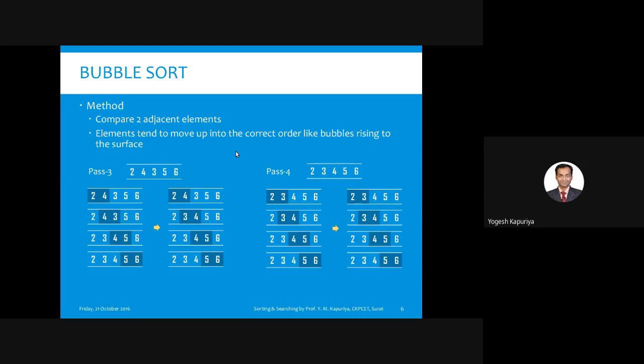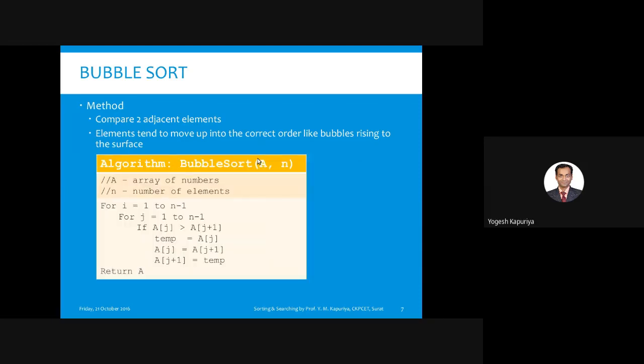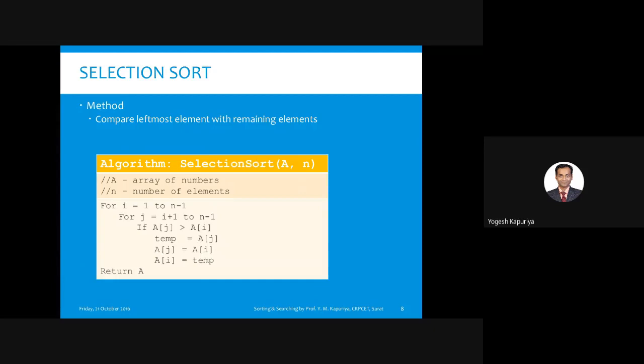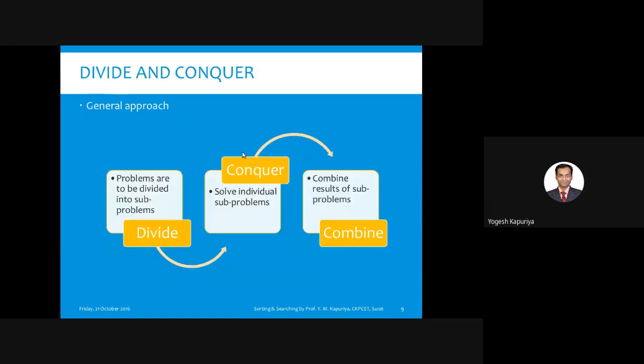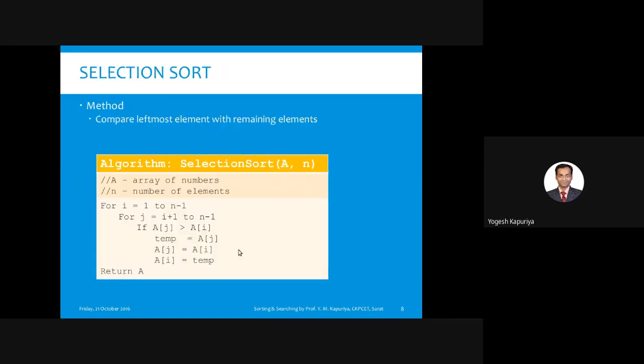The next technique which we are going to discuss is selection sort. Now let us first try to understand the approach, and then we will discuss the algorithm. So let us first discuss the example. As the name suggests, selection sort is about selecting an element and then comparing that element with all the remaining elements. So let me give you an example.